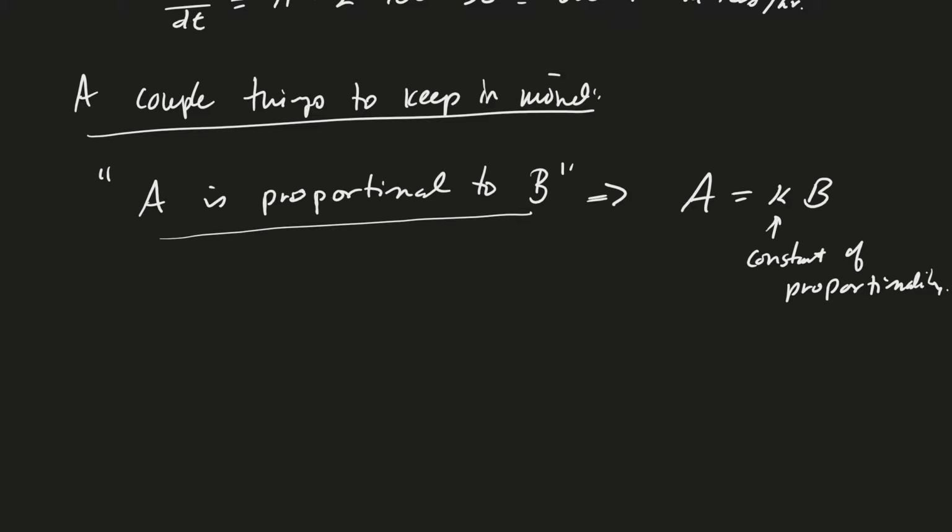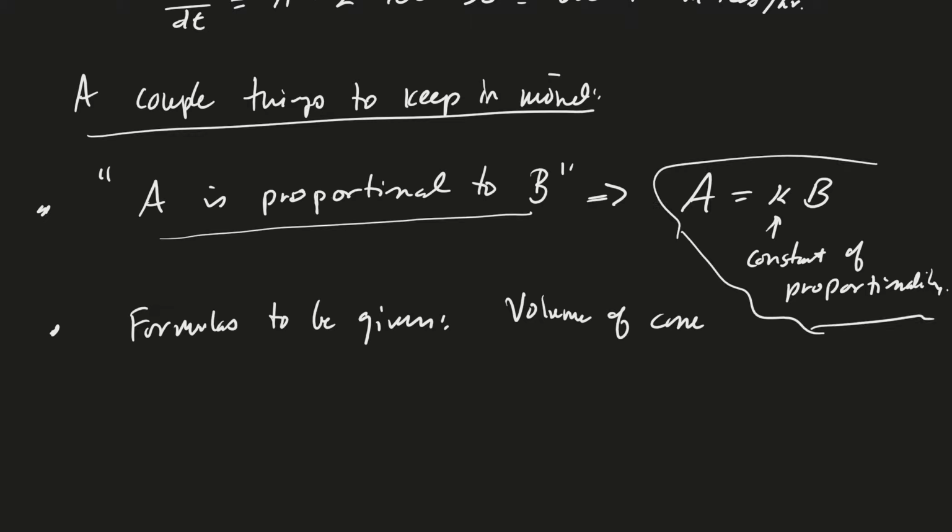Good. One other thing I wanted to say: there are some formulas that I will give you. So, formulas to be given are things like the volume of a cone. I don't expect you to have that memorized, although once you work with it for a while, you'll probably get it memorized just because. Volume and surface area of a sphere, I'll give you that. Those kinds of formulas that you're probably not going to have memorized, I will give you.